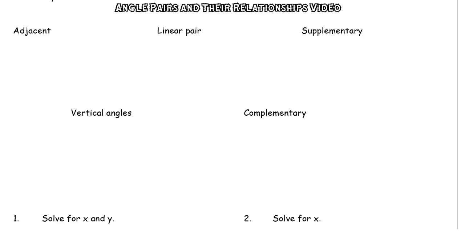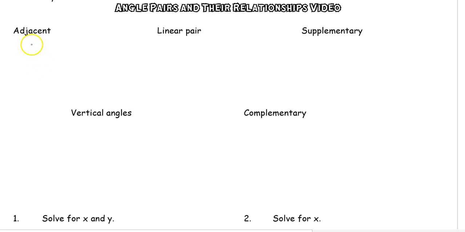Hello, today's video is going to be on angle pairs and their relationships to each other. So we're going to start off by talking about some vocabulary words. The first word is adjacent. When we say that two angles are adjacent, I'm saying that they are touching each other.